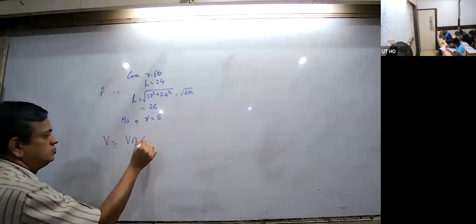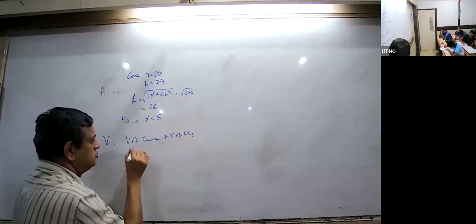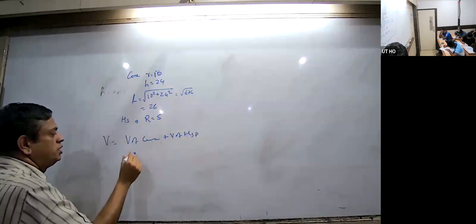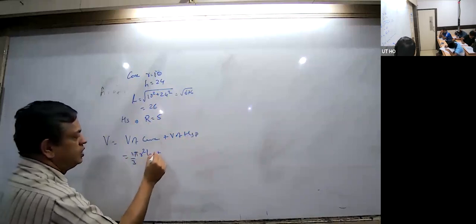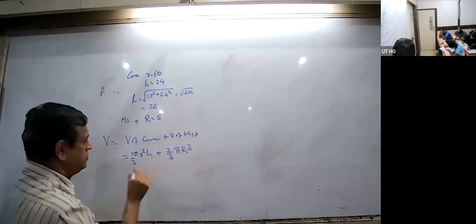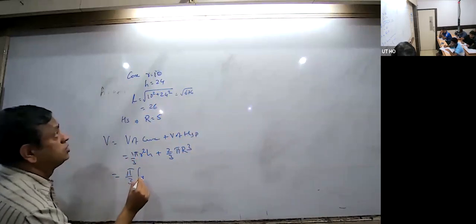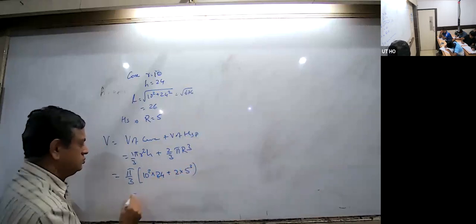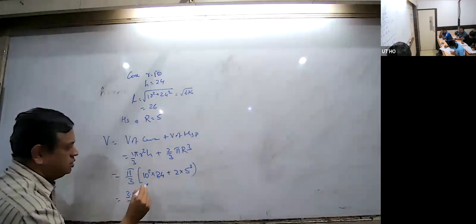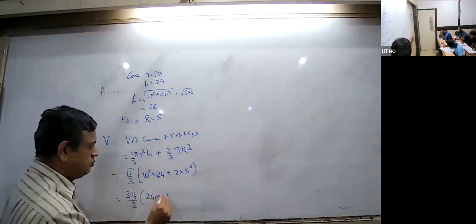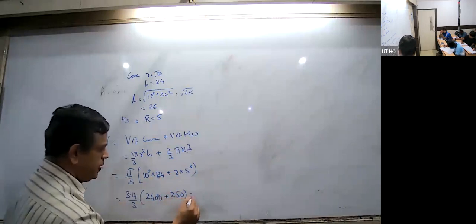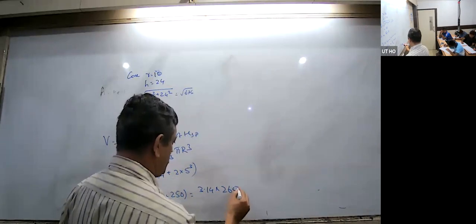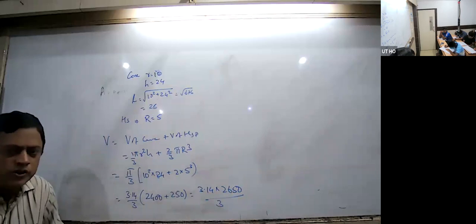Volume is equal to volume of cone plus volume of hemisphere. Here the two radii are different, so I can take this as capital R. So 1 by 3 pi r square h plus 2 by 3 pi capital R cube. Pi by 3 you can take common: 10 square into 24, plus 2 times 5 cube. That is 3.14 divided by 3 times 2400 plus 125 into 2, that is 2650. That is 3.14 into 2650 divided by 3. You have to do this much only for volume.